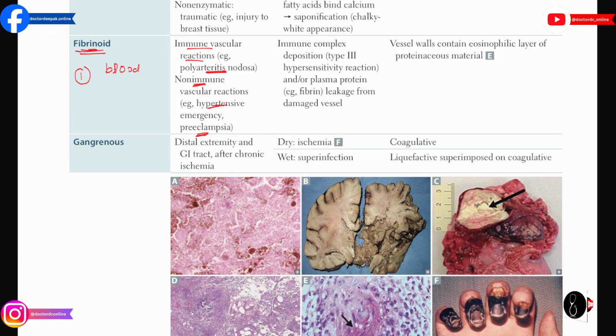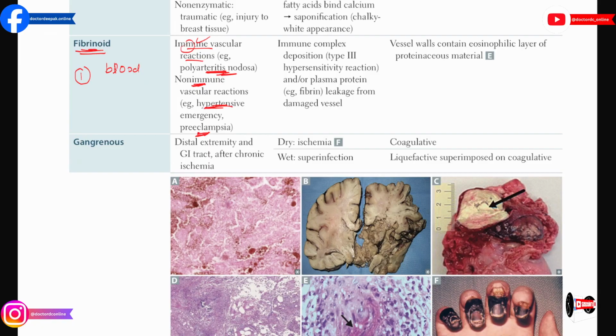You have studied in pathology and systemic pathology that hypertension is not due to the immune system. Hypertension is a non-immune disease. But fibrinoid necrosis can be seen in both. It can be seen in immunovascular diseases, and it can be seen in non-immunovascular diseases. What is an example of immunovascular disease? Polyarteritis nodosa. What is an example of non-immunovascular disease? Hypertension and preeclampsia.